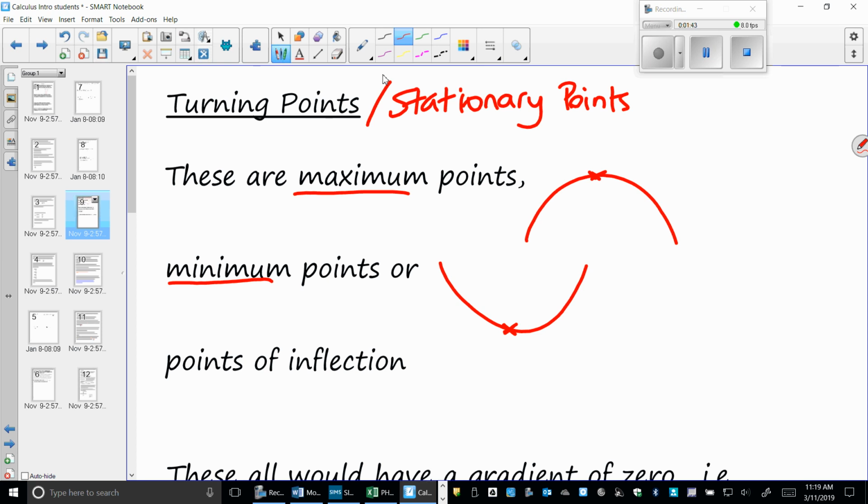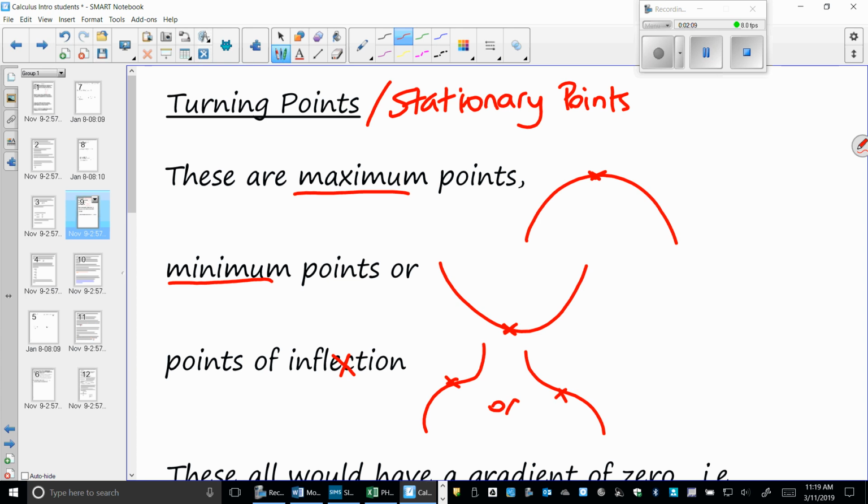They also have points of inflection. Sometimes it's spelt with an X. Oh gosh, that's so not a point of inflection. They are cubics, yes. So these are points of inflection. Now we're going to focus on the maximum and minimums, because I don't think you need to do the points of inflection.